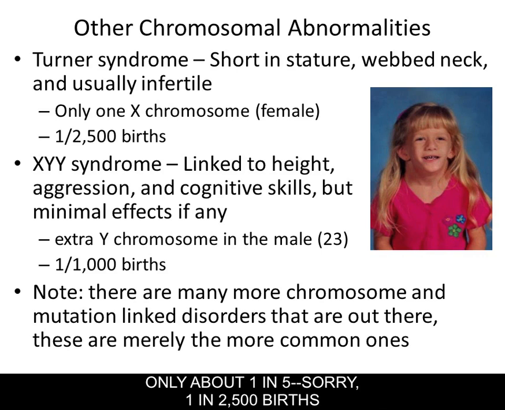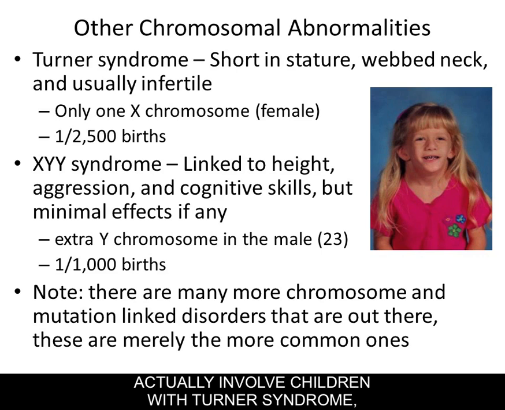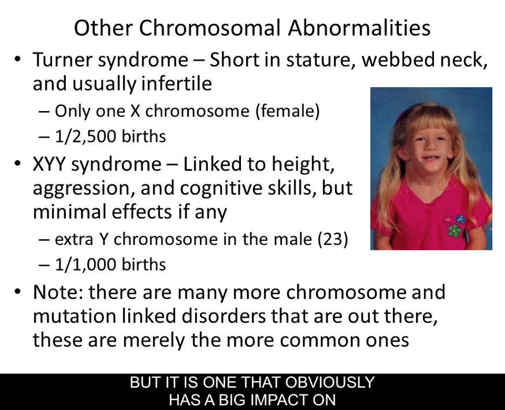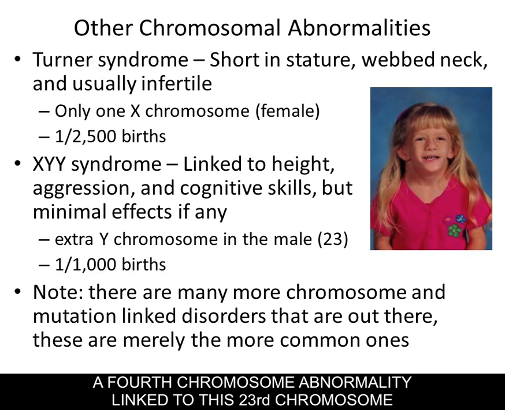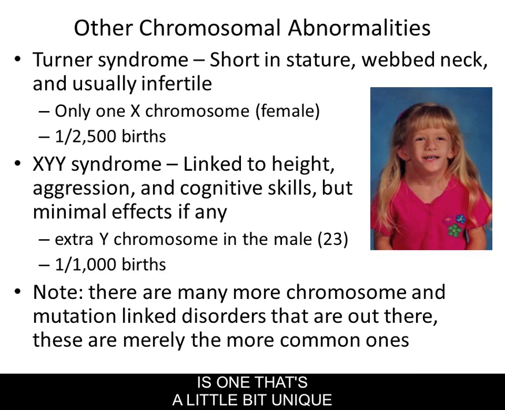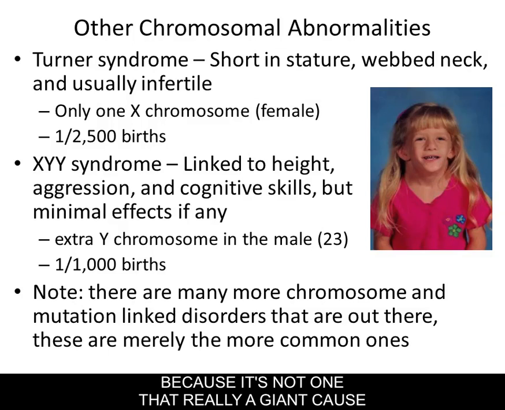In fact, only about 1 in 2,500 births actually involve children with Turner syndrome, but it is one that obviously has a big impact on these people's lives. A fourth chromosome abnormality linked to this 23rd chromosome is one that's a little bit unique because it's not one that's really a giant cause for concern.